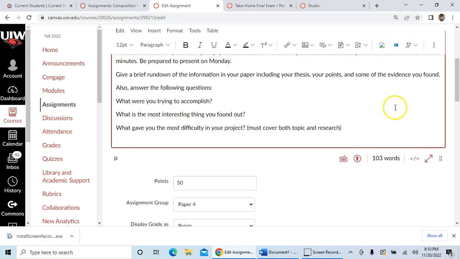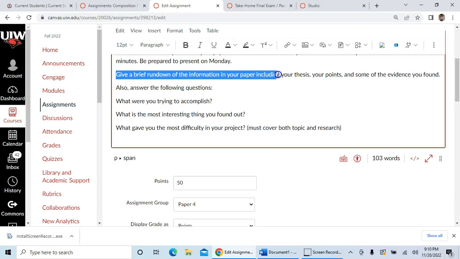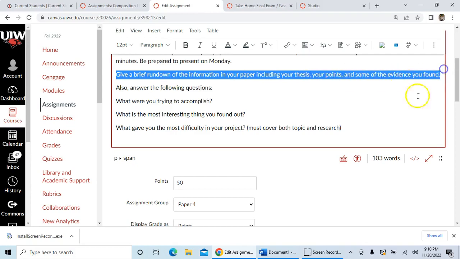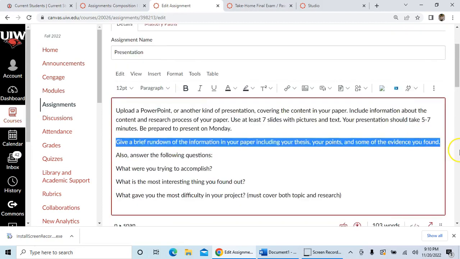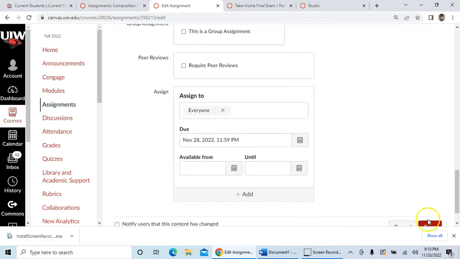For this presentation, the main part of your presentation should be this part here. Give a brief rundown of the information in your paper, including your thesis, your points, and some of the evidence that you found. Whatever you found most interesting, whatever the audience will find most interesting.